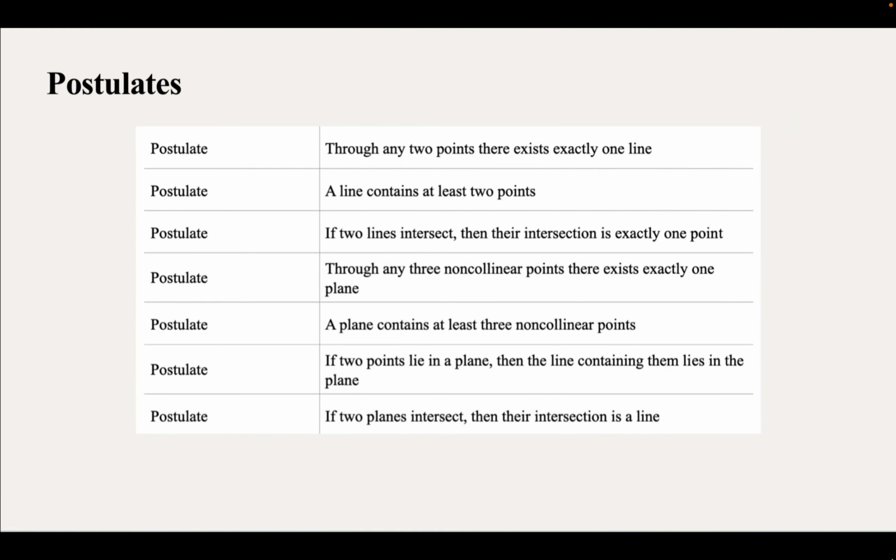We've got some postulates here that are sort of like the basis of geometry. Any 2 points, there exists exactly one line. A line contains at least 2 points. If 2 lines intersect, their intersection is exactly 1 point. Through any 3 non-collinear points, there exists exactly 1 plane. A plane contains at least 3 non-collinear points. If 2 points lie on a plane, then the line containing them lies in the plane. And if 2 planes intersect, then their intersection is a line.